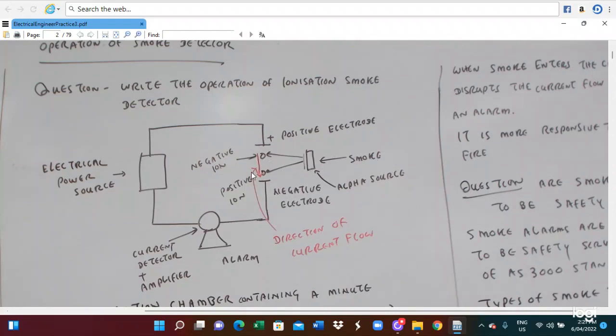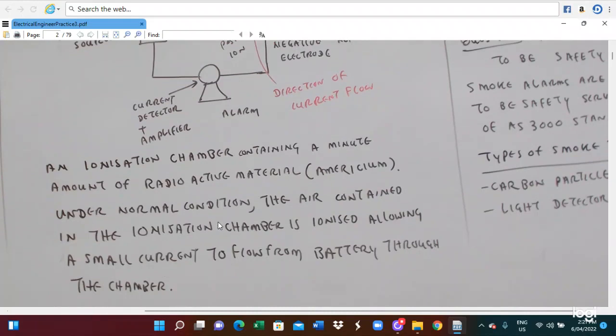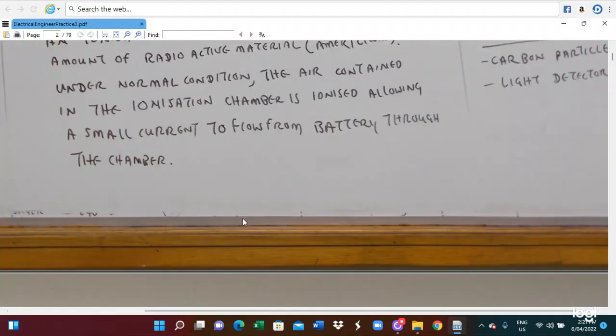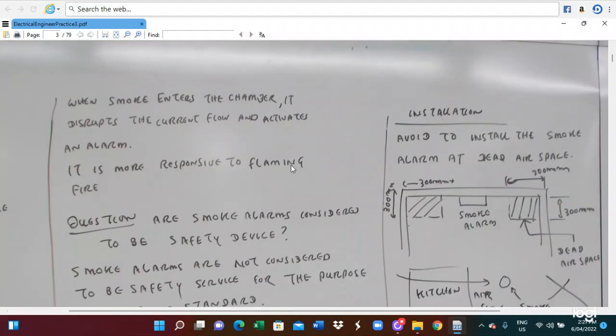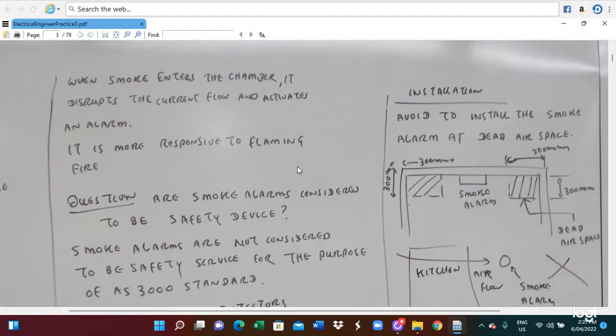When the smoke happens, positive and negative ion particles appear. The positive electrode goes to the negative electrode, then the electrical current flows, and the current sounds the alarm. The ionizing chamber contains a minute amount of radioactive material, americium. Under normal conditions, the air in the ionizing chamber is ionized, allowing a small current to flow from the battery through the chamber. When the smoke enters the chamber, it disrupts the current flow and activates the alarm.